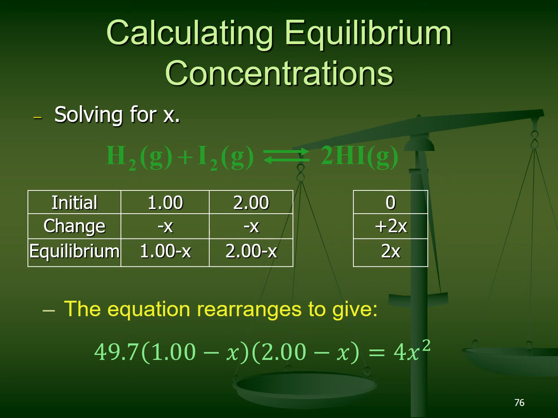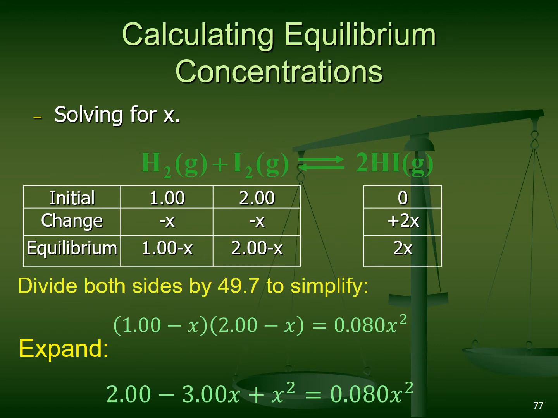So here's our equation. There's a couple of ways that you can do it. Note that we're going to have to distribute. Remember, we have to multiply 1 minus x times 2 minus x. Remember how to do that using the FOIL method. 1 times 2, minus 2x, minus another x, and then finally plus x squared. So using the FOIL method, then you're going to have to take that and multiply everything by 49.7. An easier way to do that would be to divide both sides by 49.7.